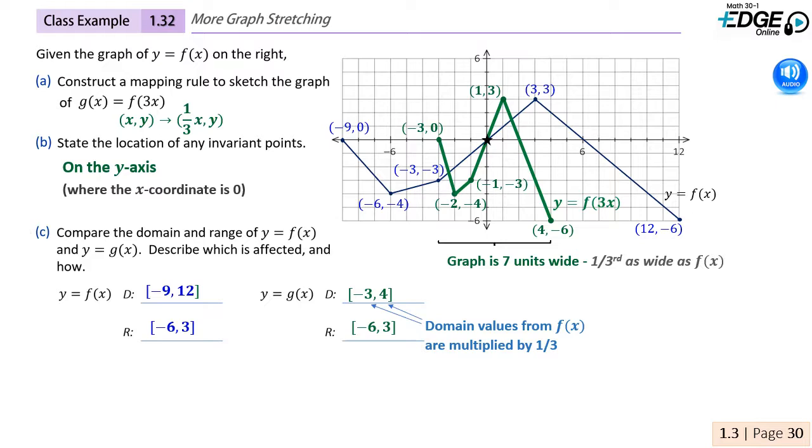As a quick check, you can note that the original graph, going from -9 to +12 horizontally, had a width of 21 units. Now, going from -3 to 4, it has a width of only 7 units. That is 1/3 as wide.